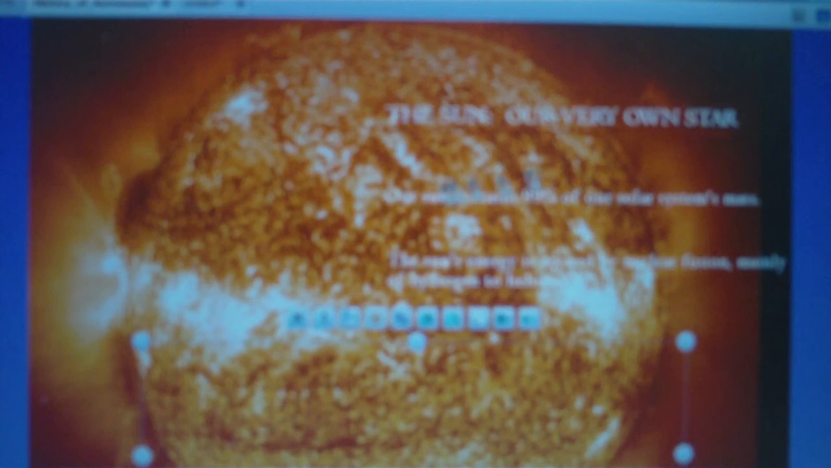Next lecture, we are probably going to be talking more about the moon, our very own satellite, and talking about some other interesting theories, such as the end of the universe as well.